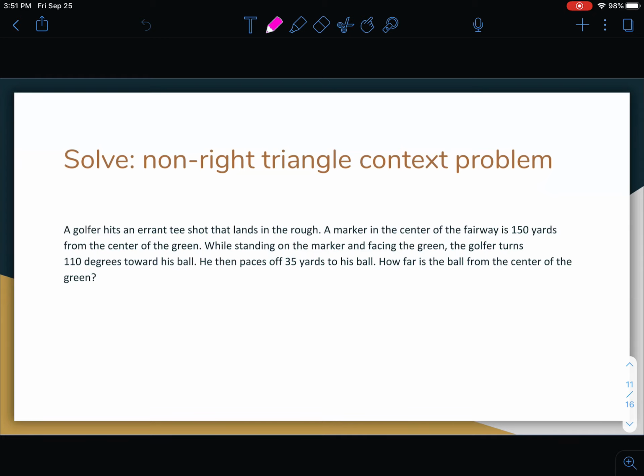So here is our problem. The first thing we're going to do is read this, definitely mark things up and draw a triangle. So if you want to go ahead and read this, try your triangle and just pause me for now.